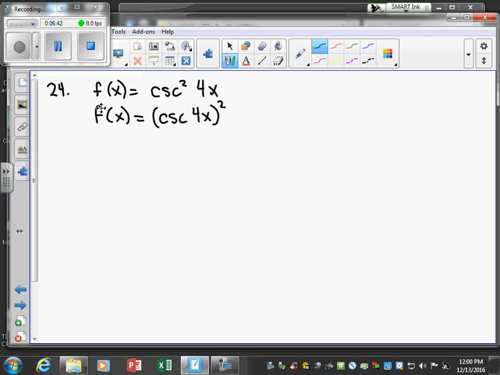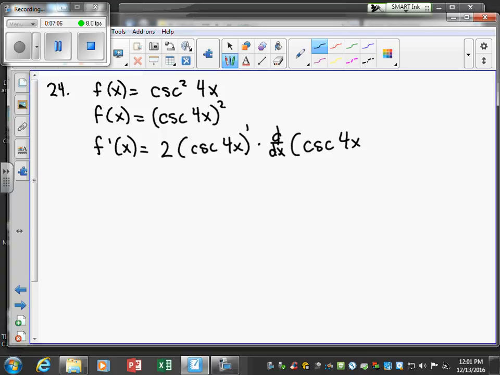Alright, so now we can do power rule, so we'll have 2 times this to the 1 power times the derivative of what's in this parenthesis. So when we actually go to take the derivative here, we'll have 2 cosecant of 4x to the n minus 1 power, so that's just going to be to the first power, times the derivative of what's in our parenthesis. Now, this is what we're going to work on the derivative of next.